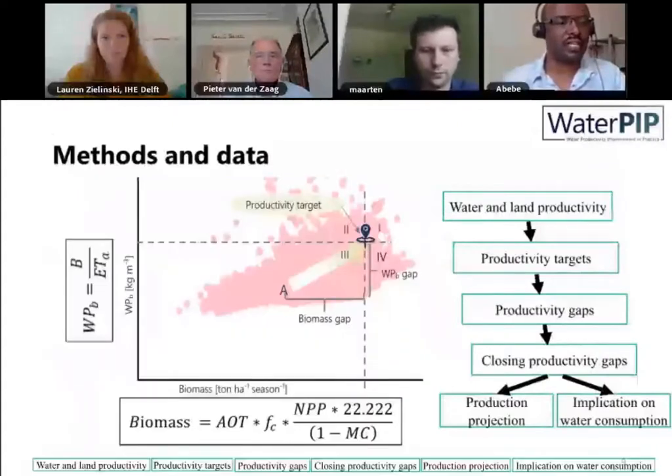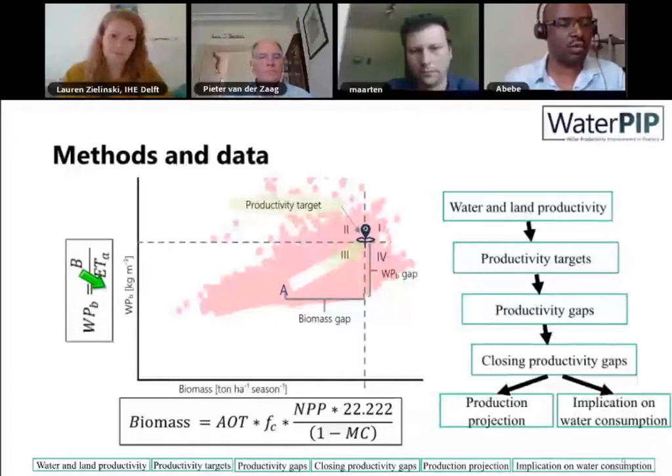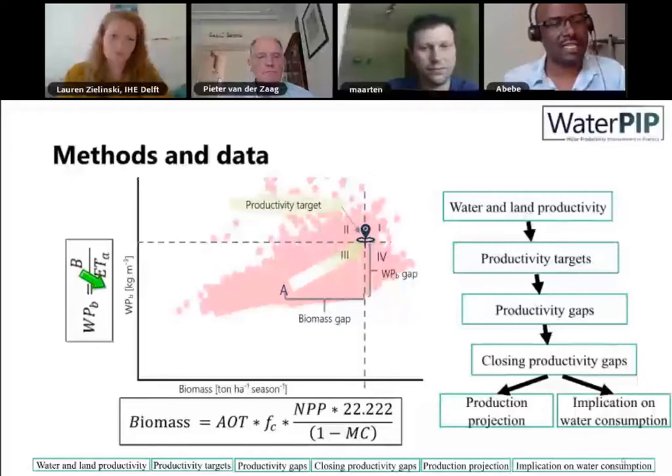So the biomass on the x-axis here is calculated with the equation explained in the box. And on the y-axis, we have the biomass water productivity. If we plot those variables per pixel for the whole Sinavane area, we see the orange cloud of pixels. And then from this, if we set a target? Definitely we could set a target. In this case, we defined it as the 95th percentile of both productivity, biomass as well as water productivity. And here, where the two lines cross is the productivity target.